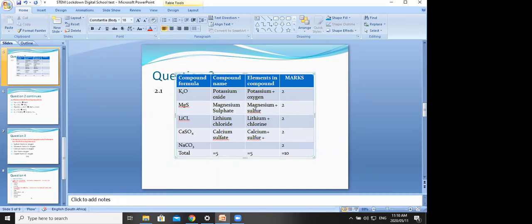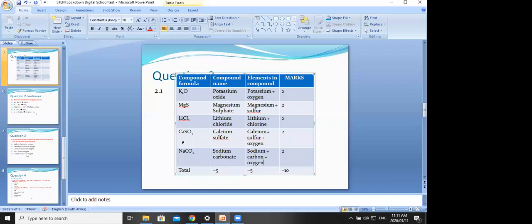This one, what is the compound name for Na2CO3? Sodium carbonate. And then what are the elements that are forming up this compound? Sodium, carbon, and oxygen. Then you get your 10 marks there. That's what was expected of you to do in that section of question 2.